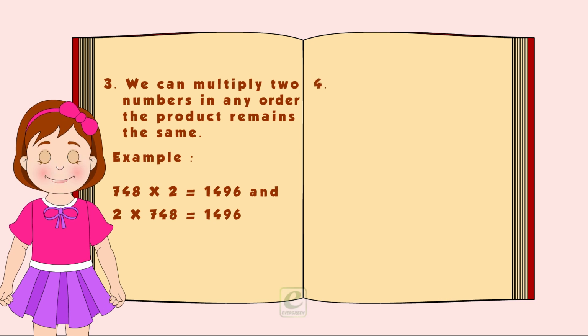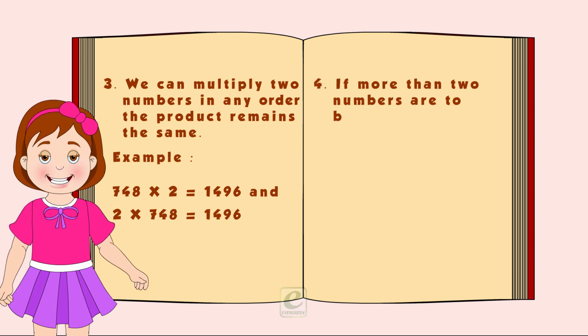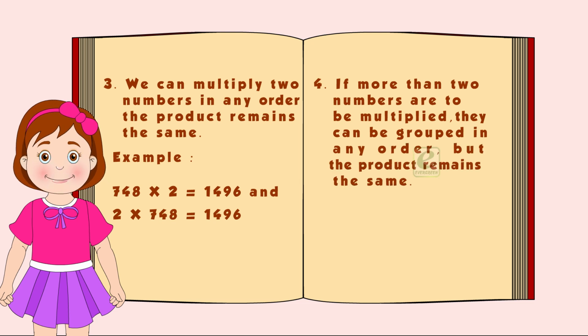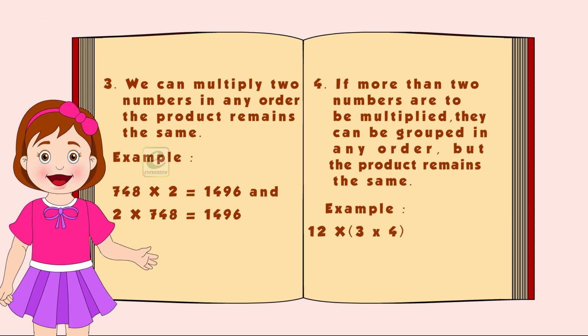Property number 4. If more than two numbers are to be multiplied, they can be grouped in any order, but the product remains the same. As for example, in this method, first we will multiply 3 by 4 inside the brackets, which is equal to 12. Now, we will multiply 12 by 12, which is equal to 144.